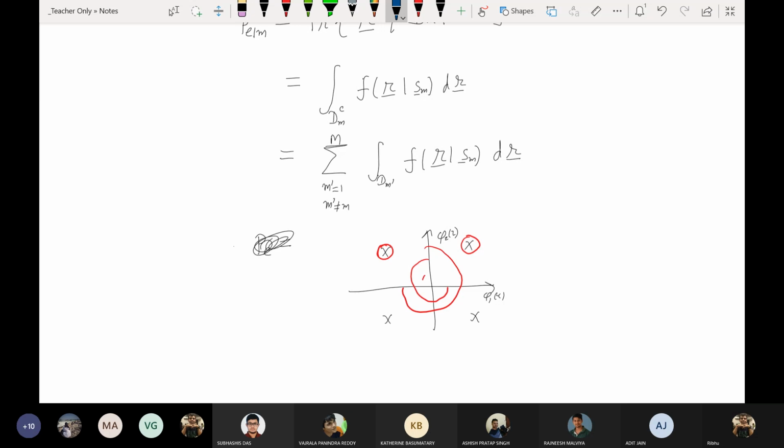So transmit something and then you define the error event, and this is how you calculate the probability of error. This, I believe, is a good point to stop. We can pick up from here on Tuesday. Any questions?